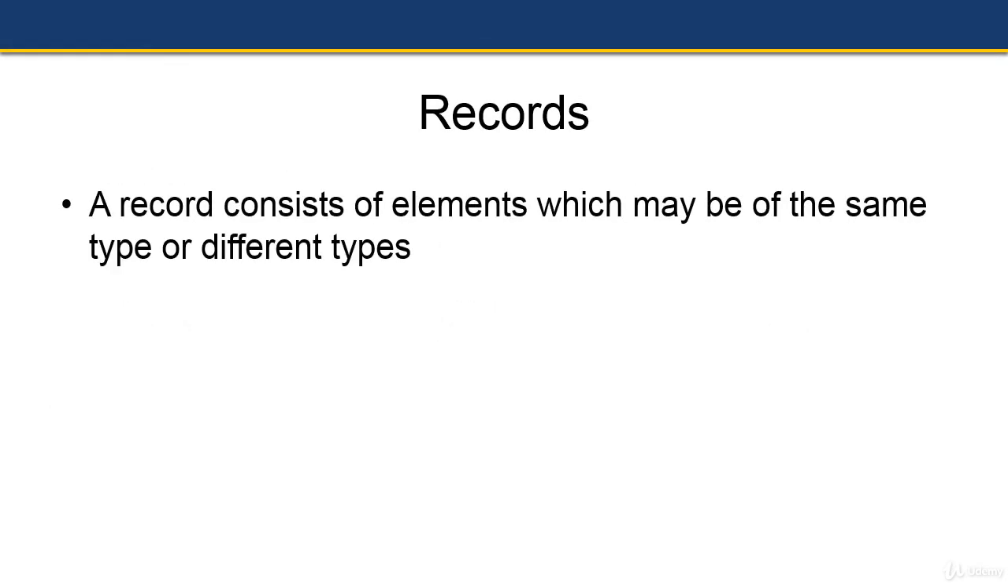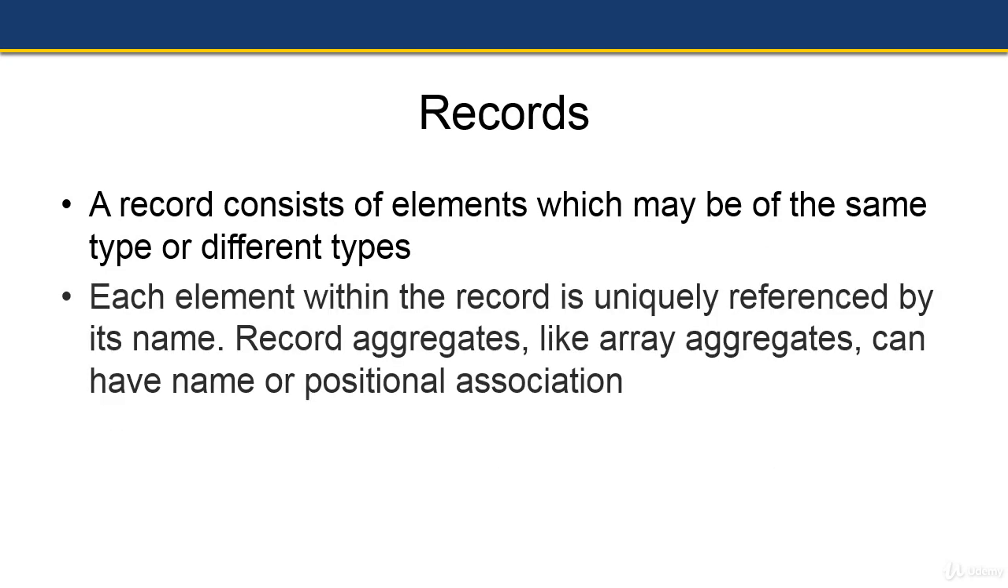A record consists of elements which may or may not be of the same type. Each element within the record is uniquely referenced by its name. Record aggregates, like array aggregates, can have named or positional association.